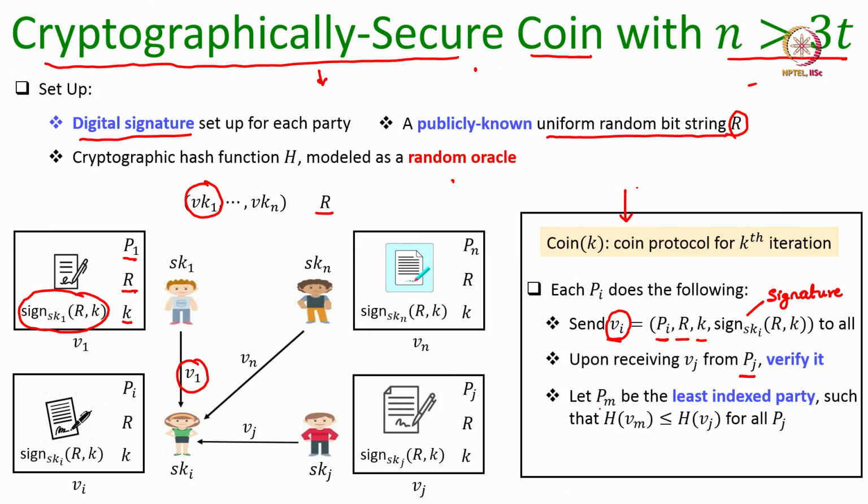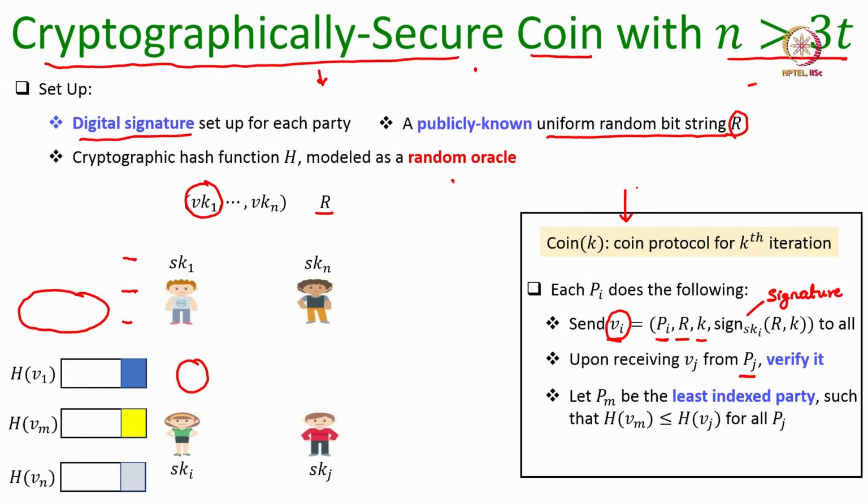Now, let Pm be the least indexed party such that among all the tuples which are received by Pi, the hash value of the mth party's tuple is the least one. Again, what we are doing here is asking the party Pi to compute the hash value of all the v values that it has received. Remember, H is modeled as a random function, so it could be possible that there are two tuples which Pi has received which result in the same hash value. So Pi is looking for the least indexed party whose hash value is less than or equal to the hash values of the tuples of the other parties. Imagine Pm is the least such indexed party.